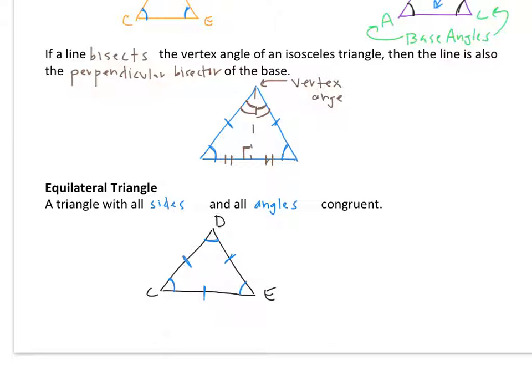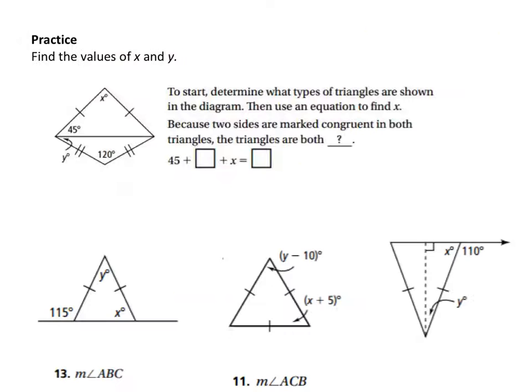All right, now if you go ahead and flip over to the back, we're going to look at these practice problems. You're going to be working through most of these on your own, but I'm going to help with the first one so you can see how we're going to get started on these types of problems. Our first example says to determine what types of triangles are shown in the diagram, then use an equation to find x.